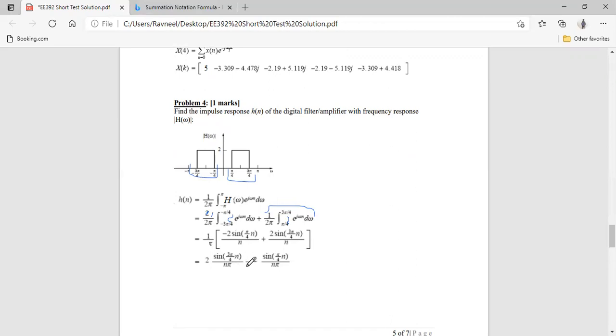Even if you had stopped partway through this integration, and you had left it in terms of e to the power of j omega n, that would still have been fine, right? Because the integration of e to the power of j omega n is just e to the power of j omega n divided by the derivative of j omega n in terms of omega. So we end up with division by j n in this particular case.